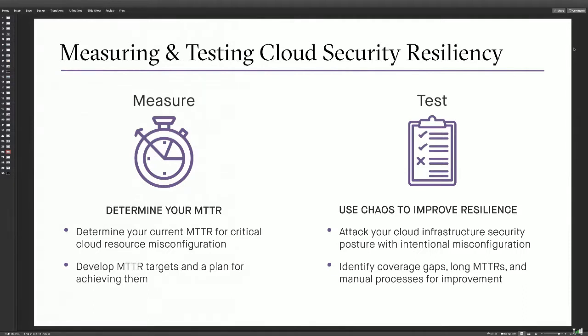Did everything get fixed? Right? If you choose to go down the automation script path, this will start to show you where you have gaps. If you're seeing long MTTRs, right? If it takes too long to fix it, as well as the manual processes for improvement.